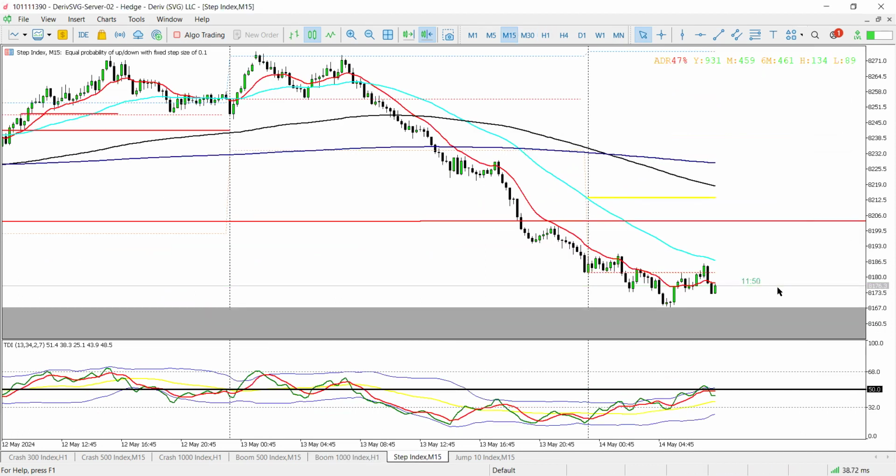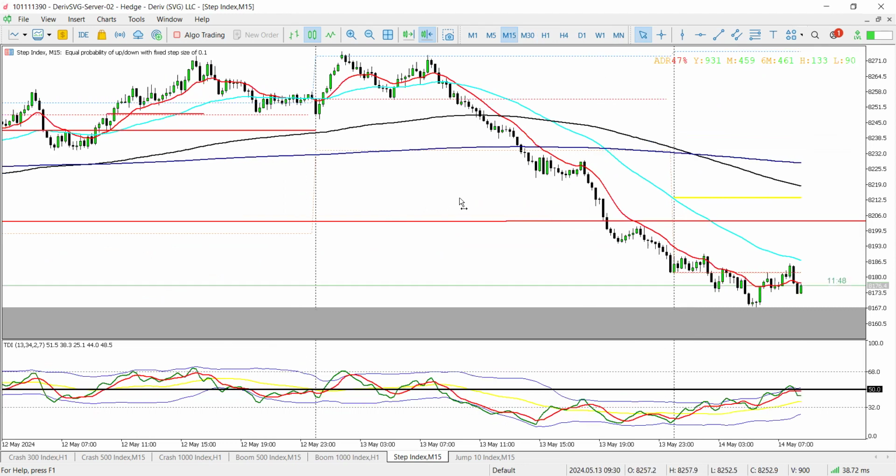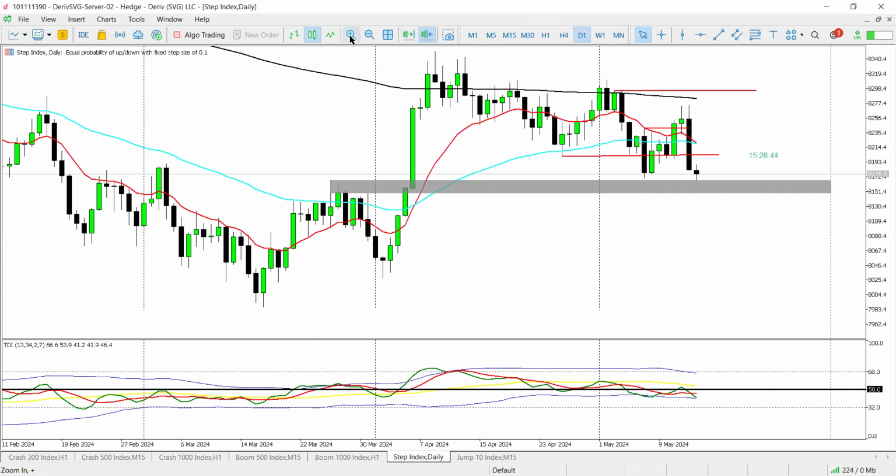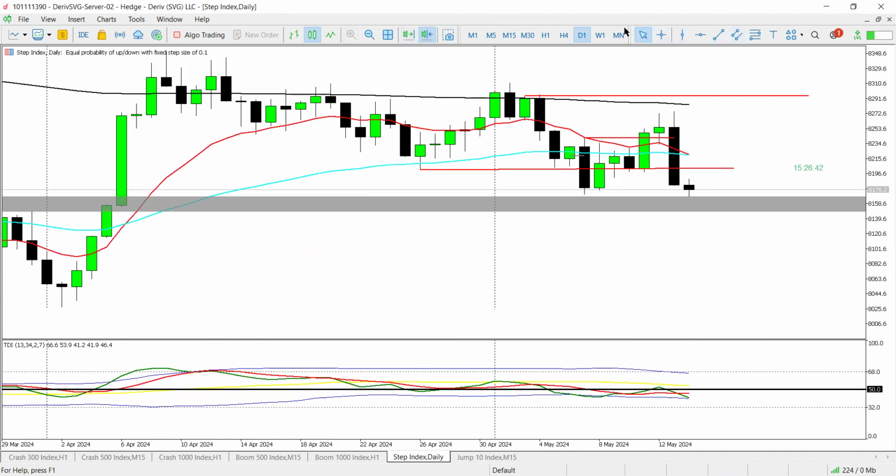Then going to step index. For some reason, I remember yesterday I mentioned I was looking at buys, if I'm not mistaken. So I'm going to zoom in. This is the reason I was looking for buys. We're looking at this, right? Price was above the 13 EMA. This looked like a rejection, and I wanted price to at least come to the 200 EMA or this level.